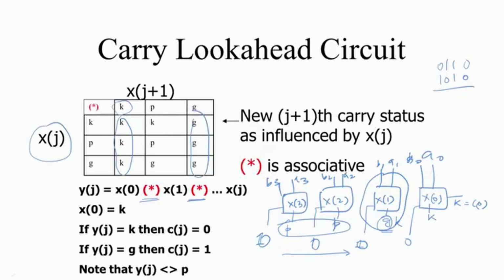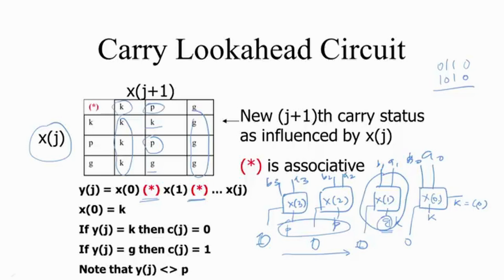But if my j plus 1 is propagate, please note that, and my previous stage was kill, then I know that it is going to be kill. If my previous stage was generate, I know it is generate. But if my previous stage was propagate, then I go and propagate. Okay, right? You understand this?